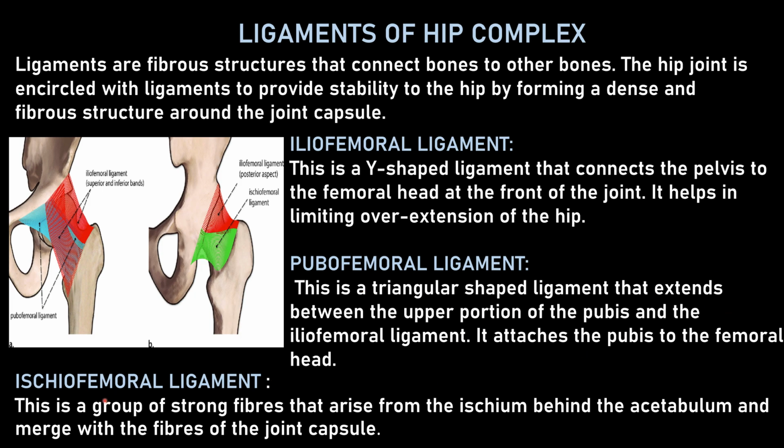Coming to the next one, ischiofemoral ligament. This is a group of strong fibers that arise from the ischium behind the acetabulum and merge with the fibers of the joint capsule. So guys, to remember the ischium, it is a place where the quadricep muscles are also originated from. The ischium part of the bone of the pelvis is very much important. So try to learn them in the osteology part too. So that will be it.